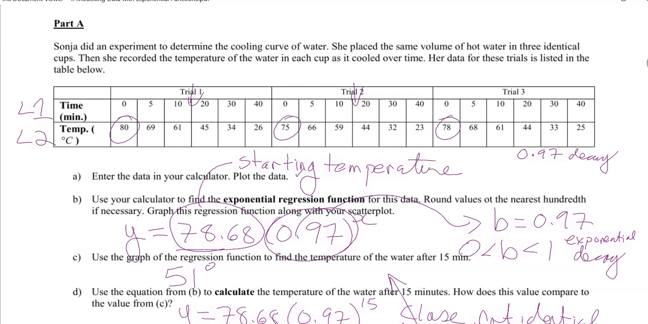If the b value is less than 1, then we go 1 minus this number. So if the b value is greater than 1, you subtract 1 from it, and then you turn it into a percent by multiplying by 100. If the b value is less than 1, you subtract the b value from 1, which gives you 0.03, and then you convert that to a percent, and that gives us 3%. So it's going down by 3%.